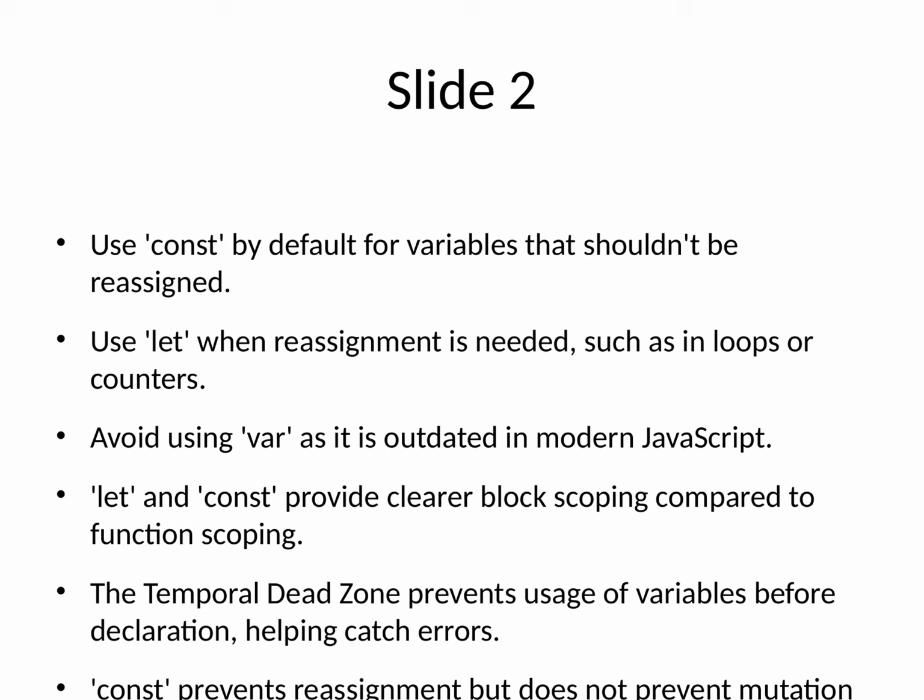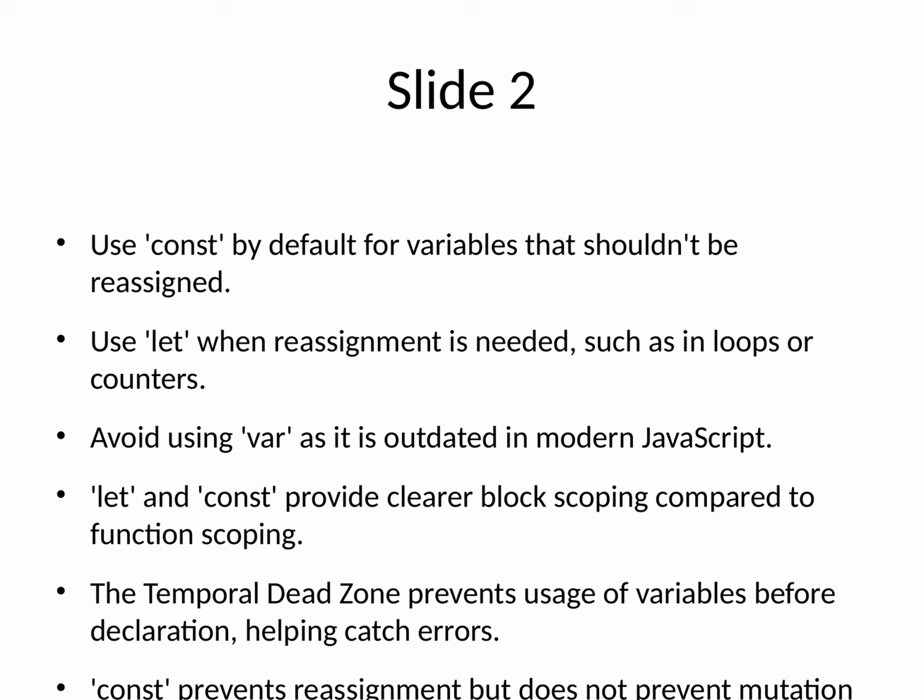However, when you know a variable's value will need to change, such as in loops, counters, or other dynamic scenarios, use let instead. It's also recommended to avoid using var altogether, as it is considered outdated and can lead to scoping issues. Speaking of scope, let and const provide clearer block scoping rules compared to the function scoping of var, making your code easier to understand and debug.